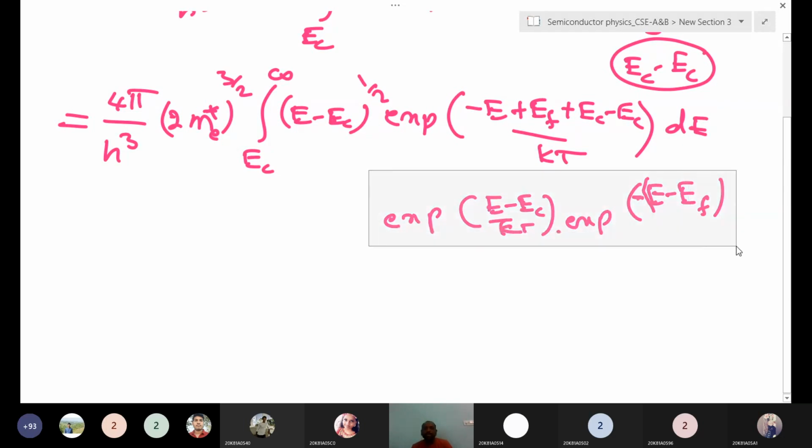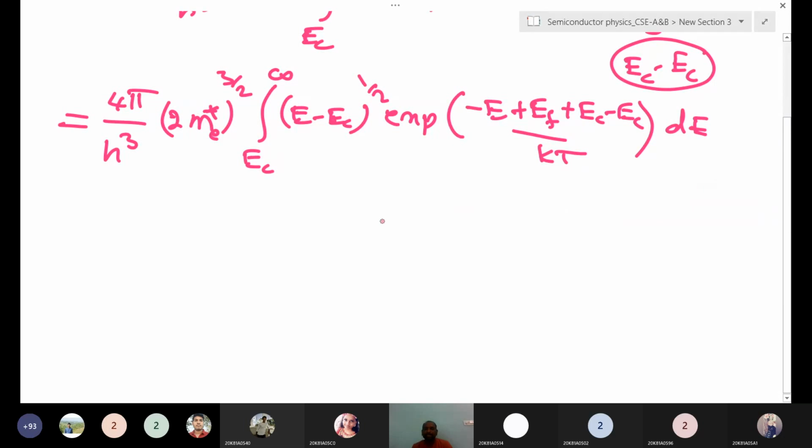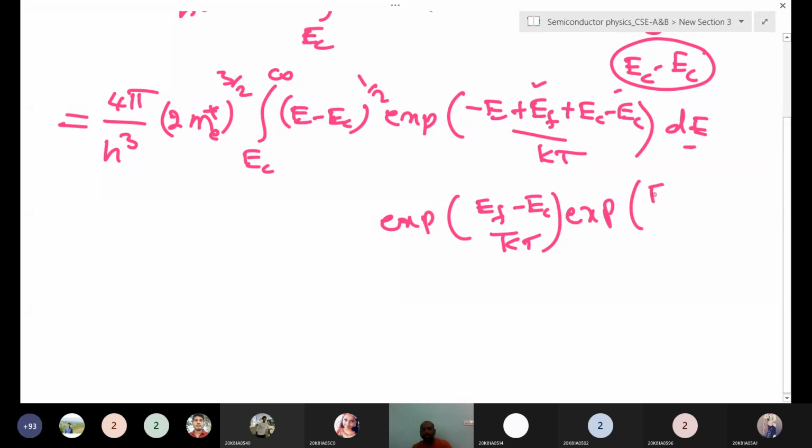We are writing that E_C is constant and E_F is constant. These are not depending on dE, so we will write those terms separately. That is (E_F minus E_C)/kT. These are independent of energy. So exponential again, we are writing E minus E_C, I am taking the minus out, so we can write like this, by kT, dE, right?